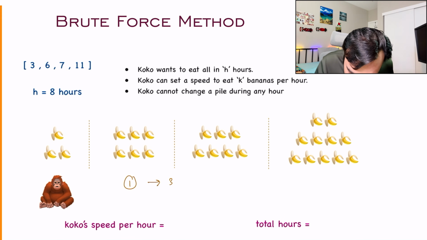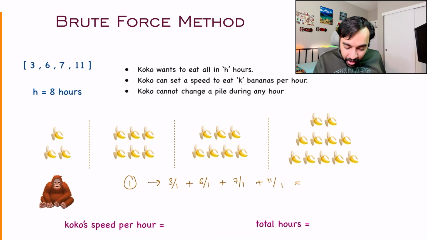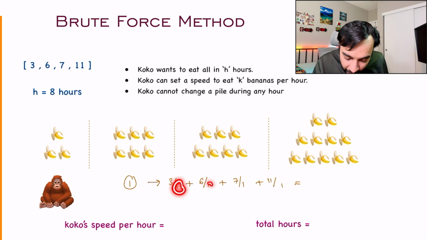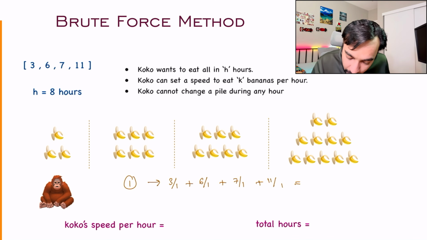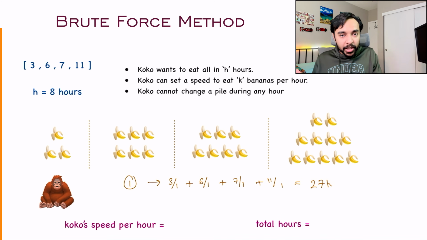So Koko will take 3 divided by 1 plus 6 divided by 1 plus 7 divided by 1 plus 11 divided by 1, right? Where 3, 6, 7 and 11 are the piles and 1 is the eating speed. So how much time do you get? You will get a total of 27 hours, correct? So when the speed was 1, the time taken was 27.